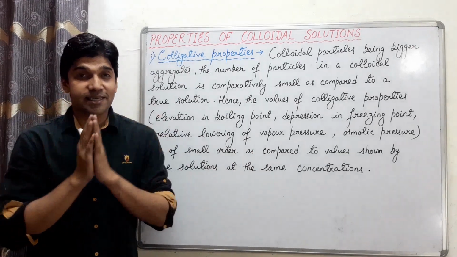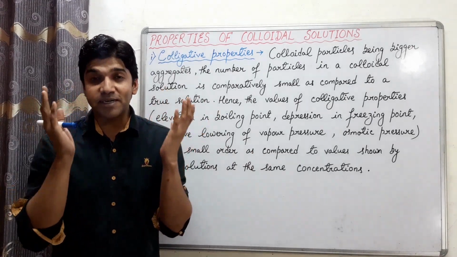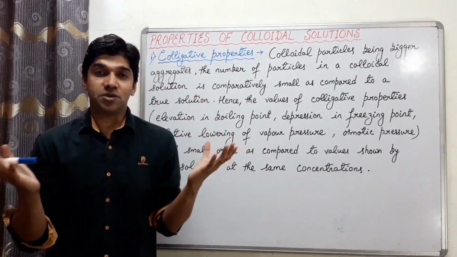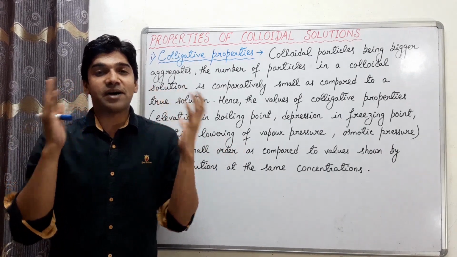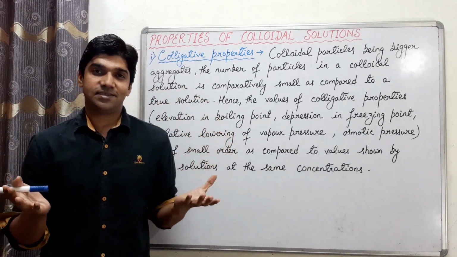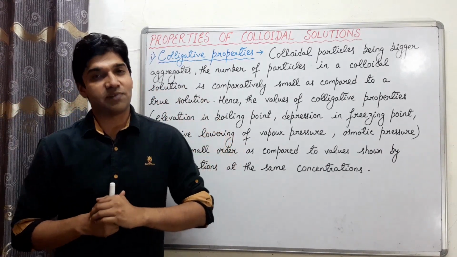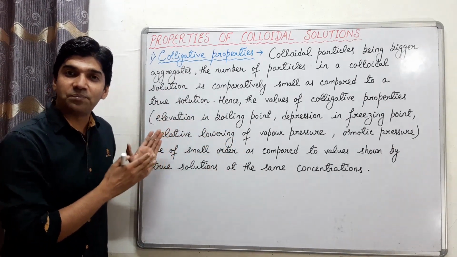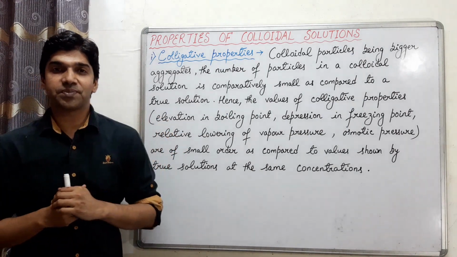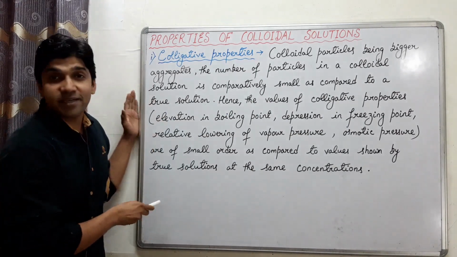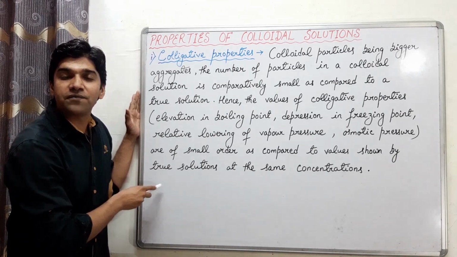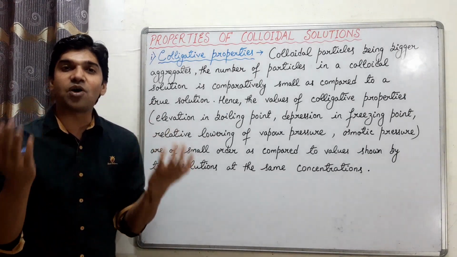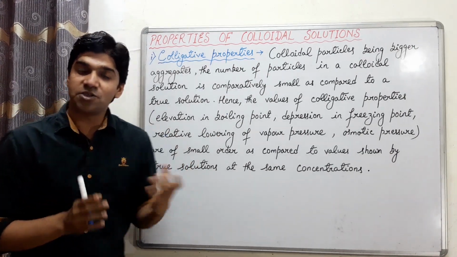Because in the case of colloids, the particles aggregate together to form bigger molecules. So overall, the number of particles decreases in the same concentration of the solution, and that's why their values will decrease as compared to the true solution. So that's about the first property, colligative properties of colloidal solution. So their values are small as compared to the true solution at the same concentration.